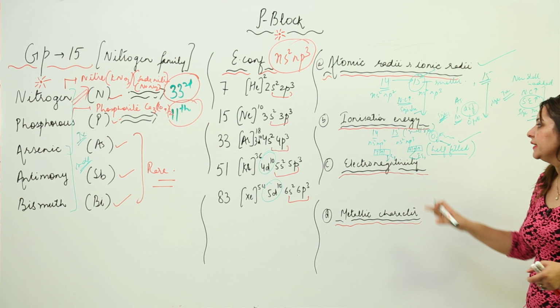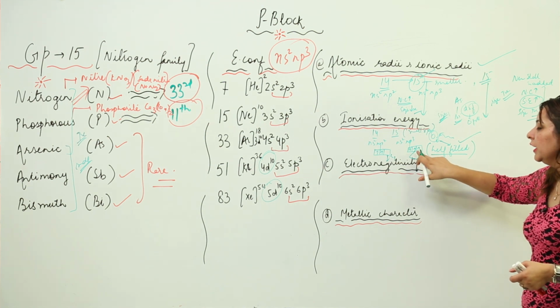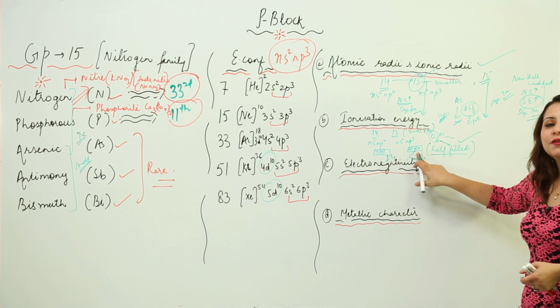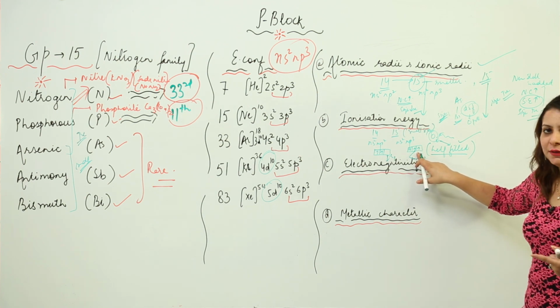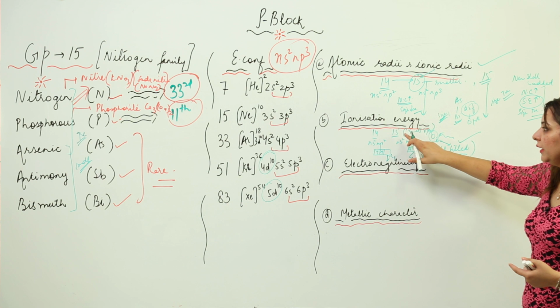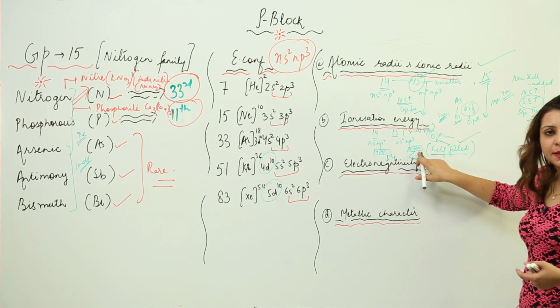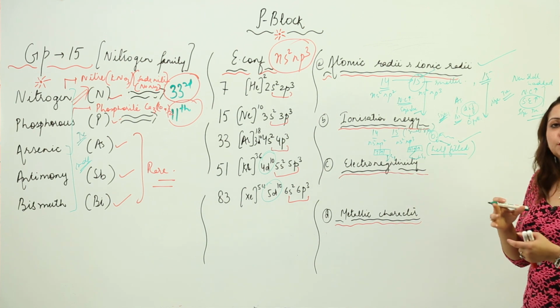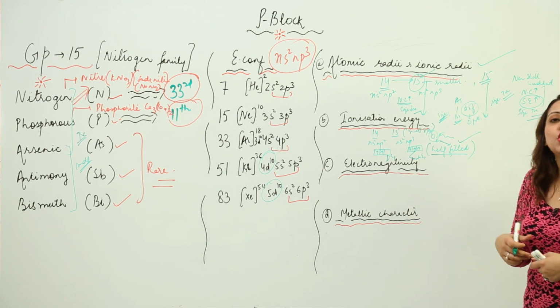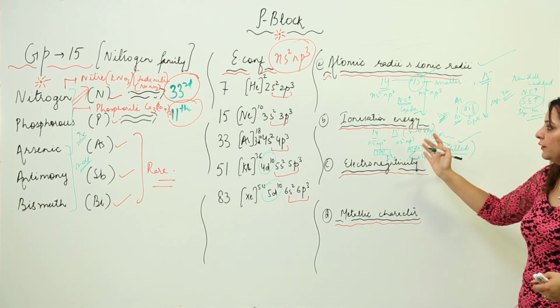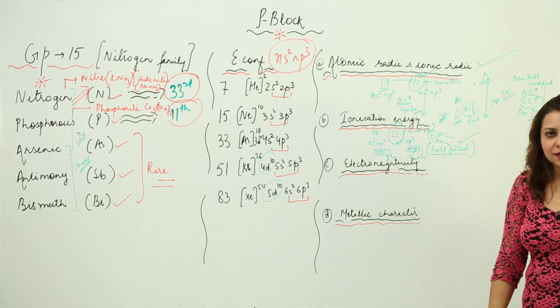Write the configuration, and as you can see, each orbital is getting singly filled. That means it is half filled, and half-filled orbitals have extra stability, and moreover we know that group 15 members are small in size. So small size and half-filled stability make them more stable. That means more energy is required if we need to remove the electron. So if we compare group 14 and 15, group 15 is going to possess the higher energy.